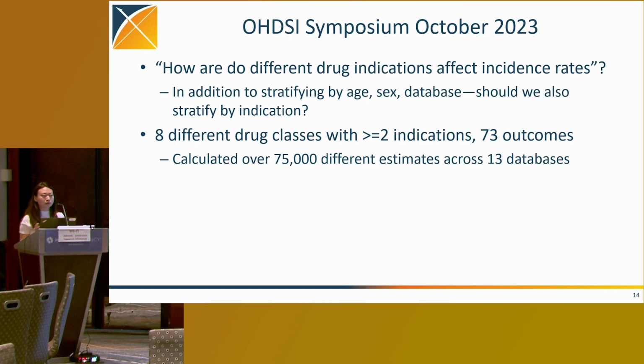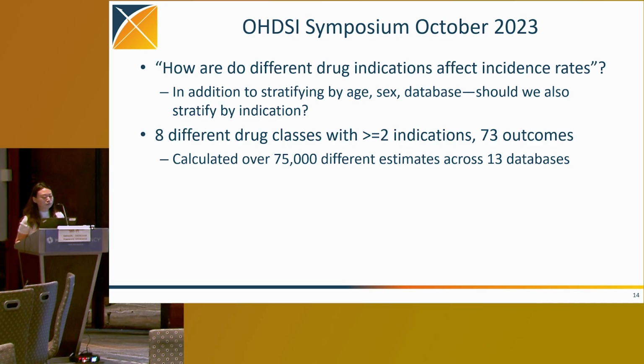As you recall, that one methodological study by Anna showed that stratifying by age, sex, and database might be important for our incidence rate calculations. But the question that we posed in the symposium was, should we also stratify by drug indication? Because some drugs have multiple indications, and when we calculate the incidence rates of different outcomes, is it also important to say, okay, this was a beta blocker used for hypertension versus this is a beta blocker that was used for after a heart attack.